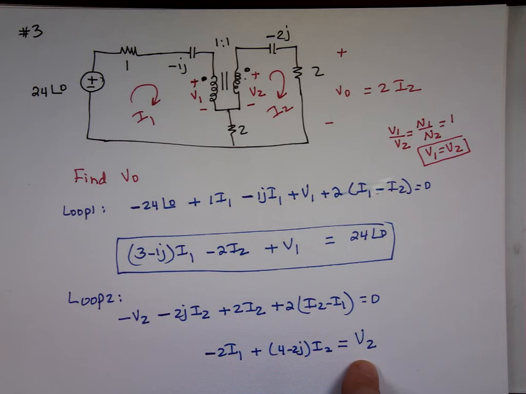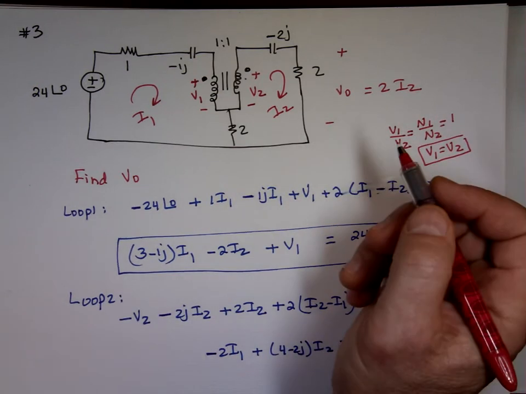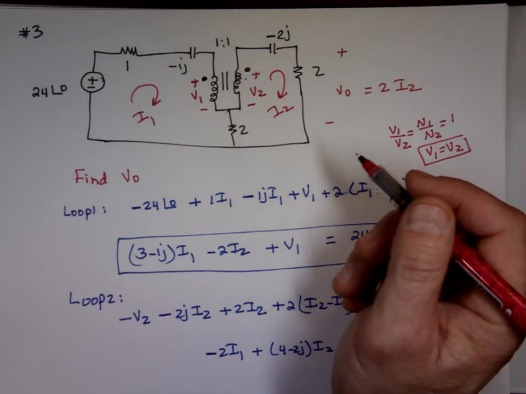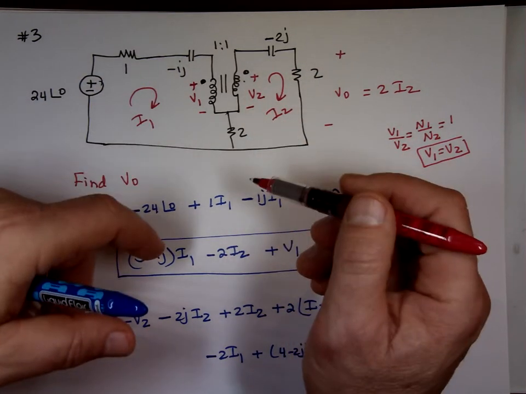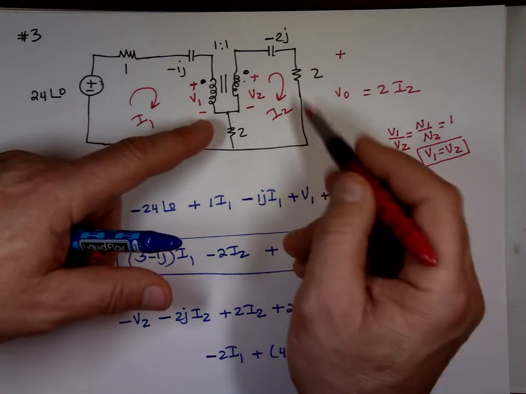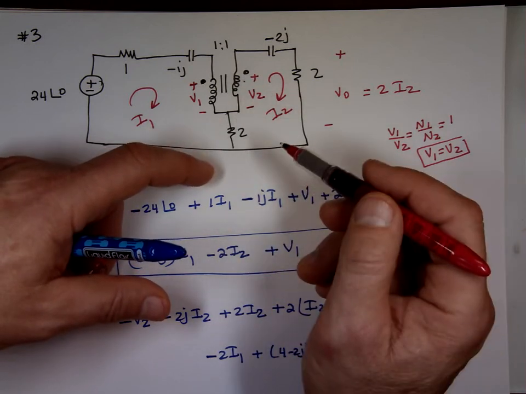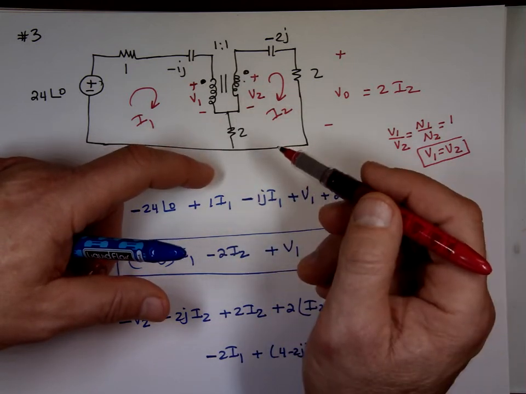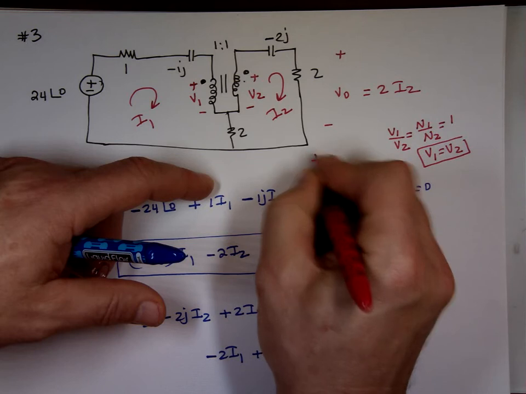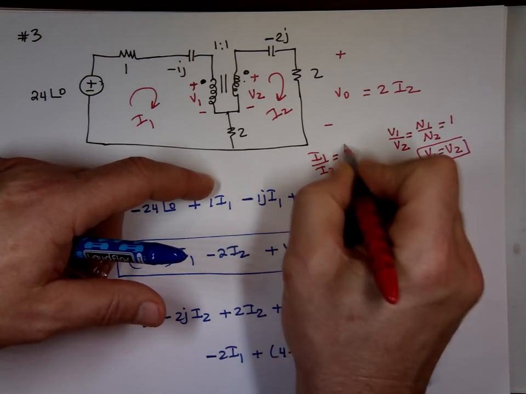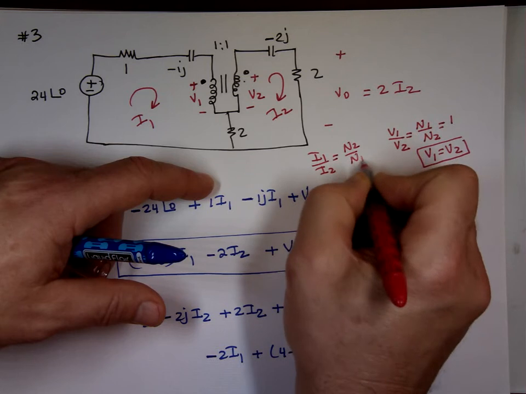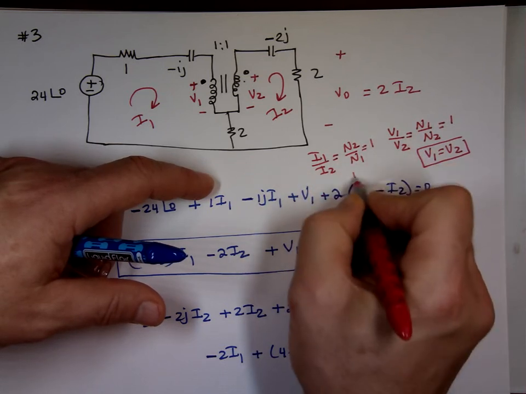Now, what about I sub 1 to I sub 2? We said before, if both currents enter the dots, then it's negative, right? Here, one enters the dot, one leaves the dot. So the ratio of I sub 1 to I sub 2 is positive N2 to N1. And that's a 1, which says I sub 1 equals I sub 2.